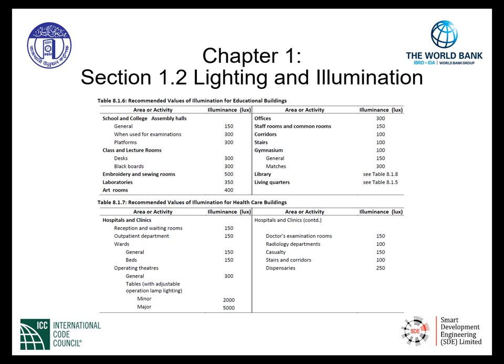Adjacent to the right, hospitals and clinics continued. We have different areas such as doctors' examination rooms at 150, radiology 100, and last but not least, dispensaries at 250 lux. As you can see, depending on where you are within the building and the function of the building, the lighting level in illuminance or lux is a variable.